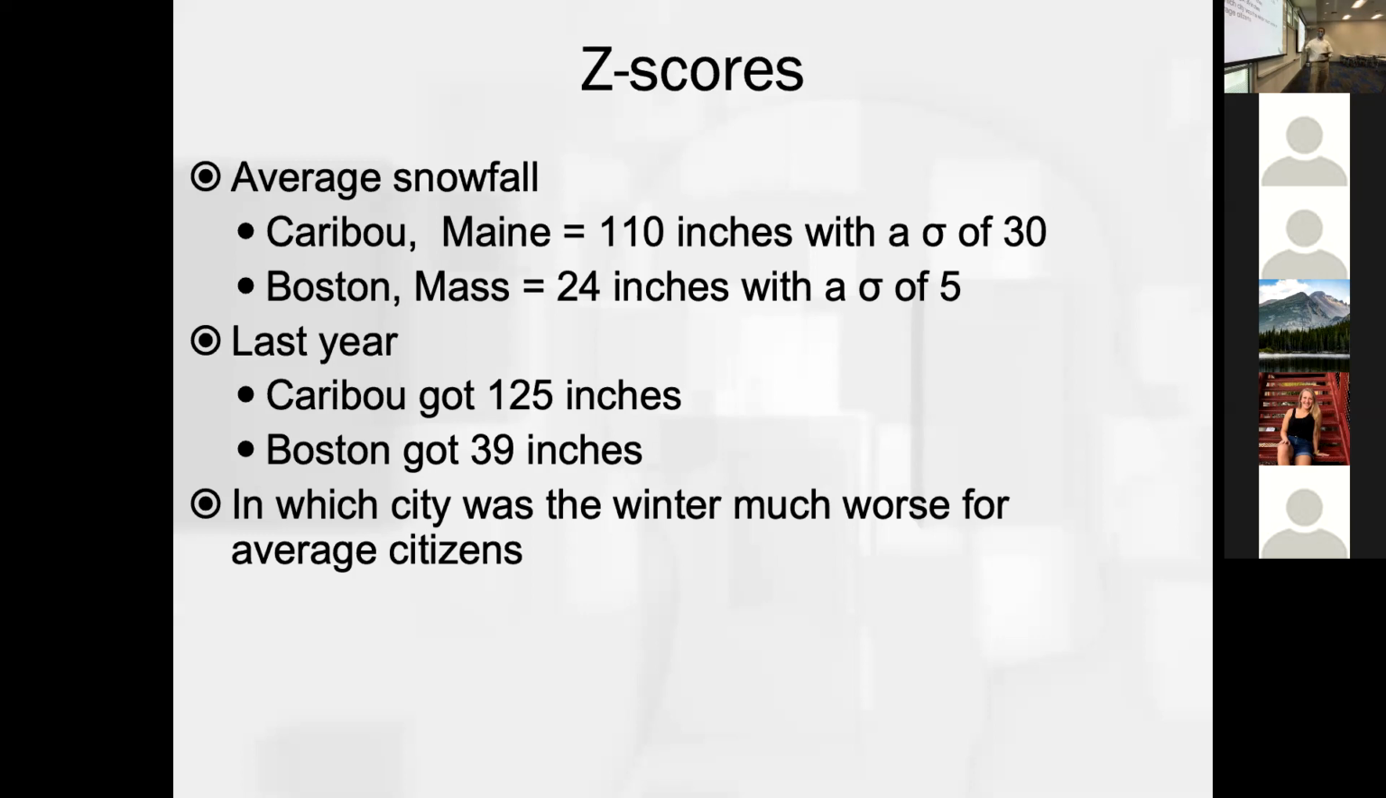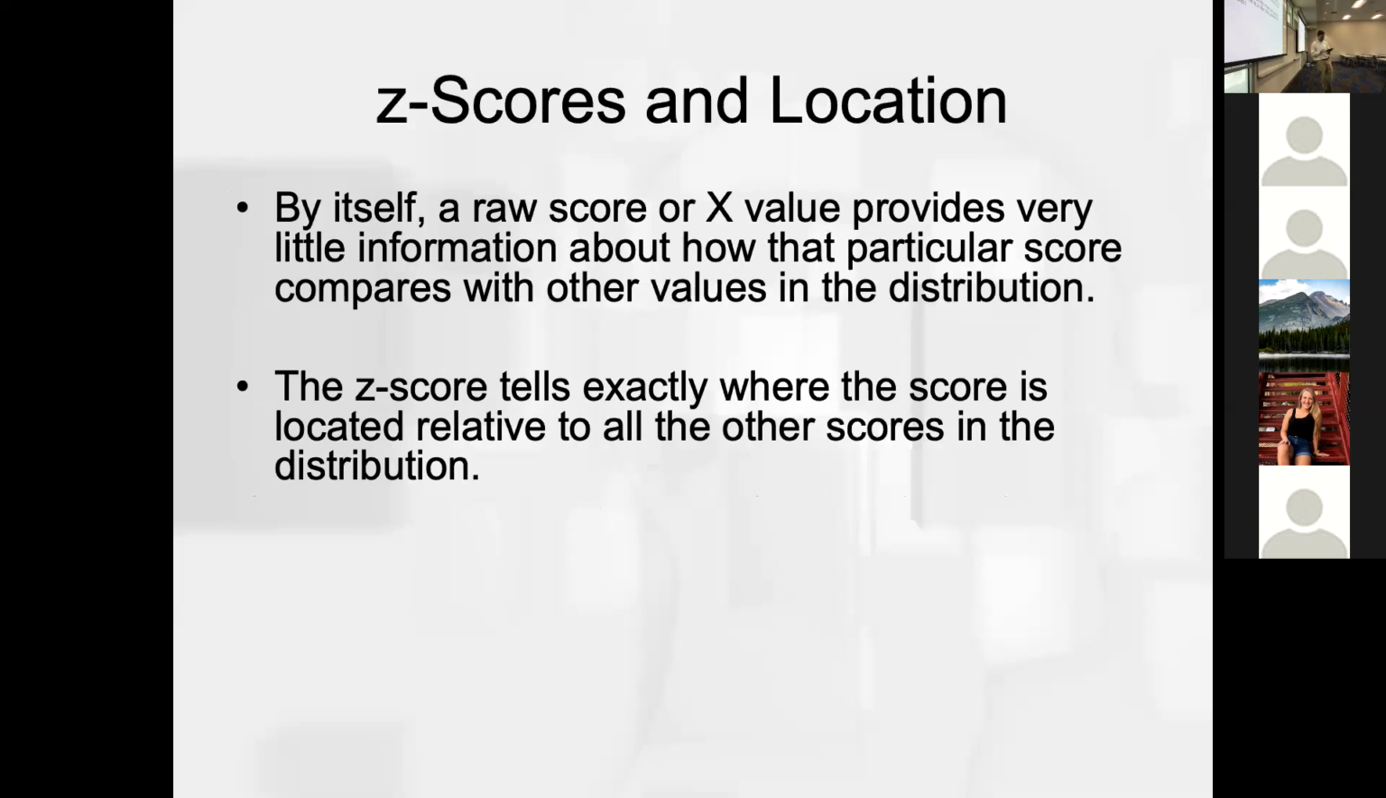And so you can see why this may present a problem, right? Because you could say, well, Caribou got 125 inches, and Boston got 39, so Caribou's winter must have been worse. But if we're comparing against baseline, we also know Caribou got more snow in general on average. And we need to compare against that baseline.